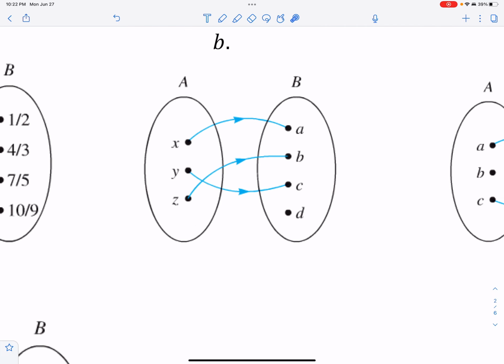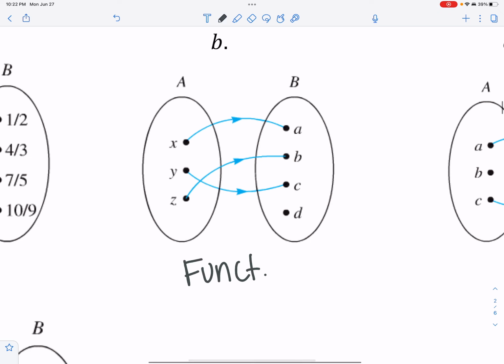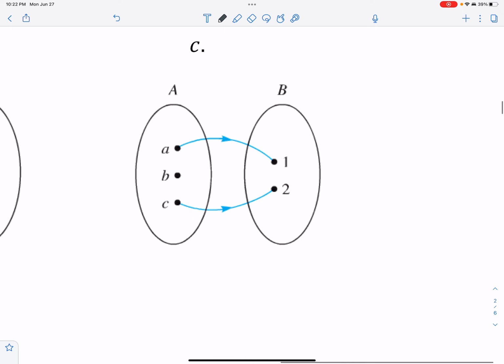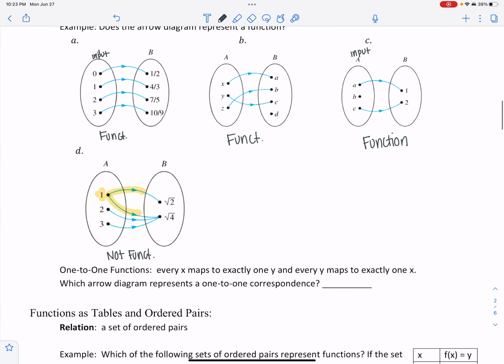So looking at letter B, is there any x value that's being repeated? No, because every x value has only one arrow coming off of it. So this is a function. And then the next one, does every input value or every x value have only one arrow? Yeah. Now, some people have a concern because B doesn't have any arrows. That's okay. It can have no arrows. It just cannot have more than one. So that is a function. And so the only one that was not a function is letter D.